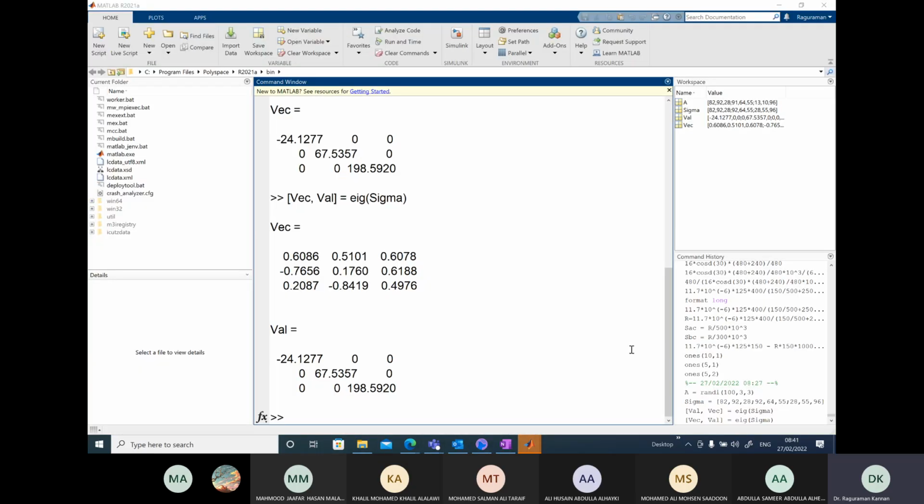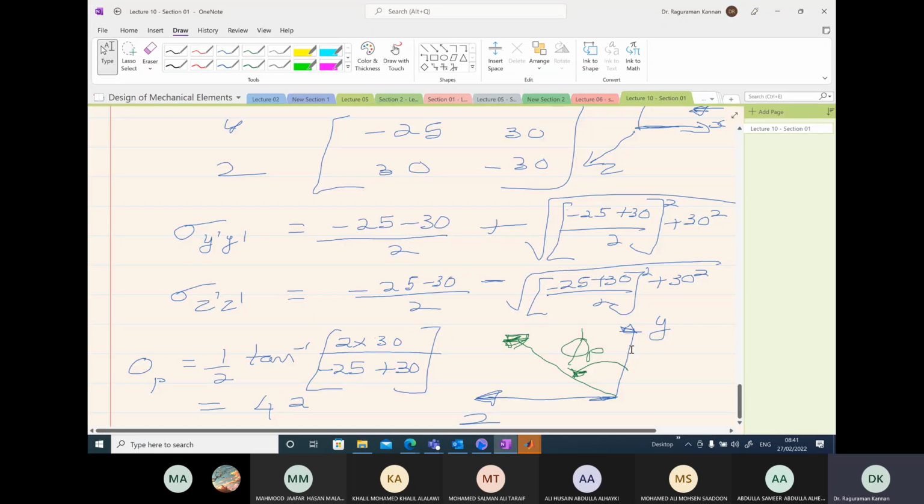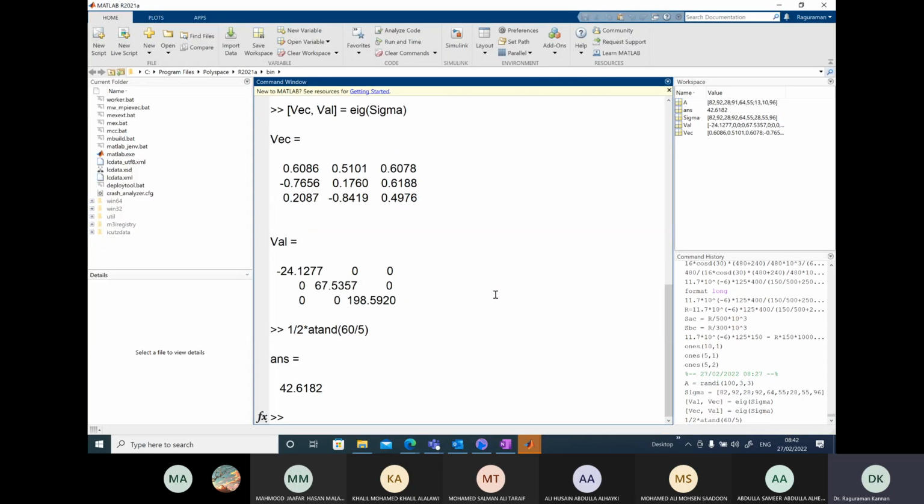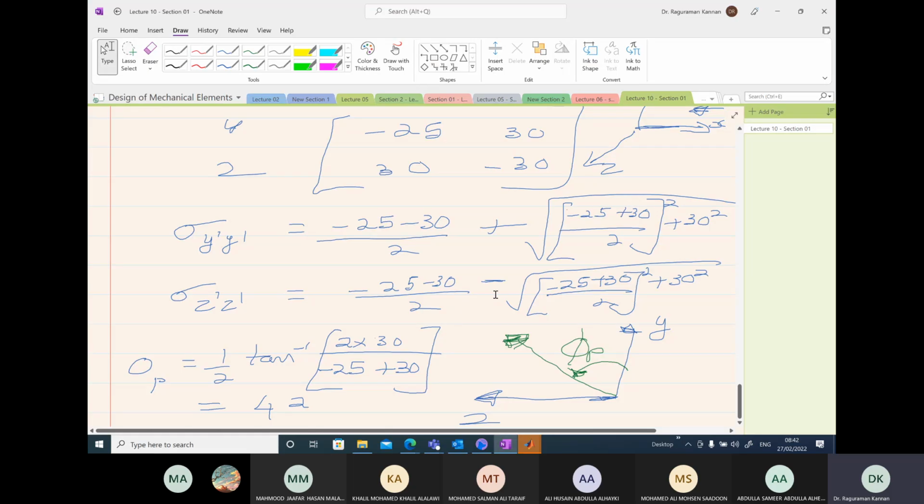let's just check it out. Just a moment. 1/2 tan inverse, 60 over 30 minus 25 is 5. Yes, so 42.661 or 42.6 degrees. Okay, so that's right. So this is in the anti-clockwise direction. Since it is positive, it is in the anti-clockwise direction, and this is okay. But if you get a negative value, then it will go in the clockwise direction.